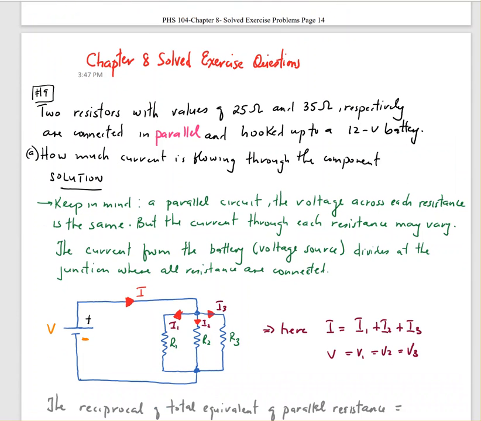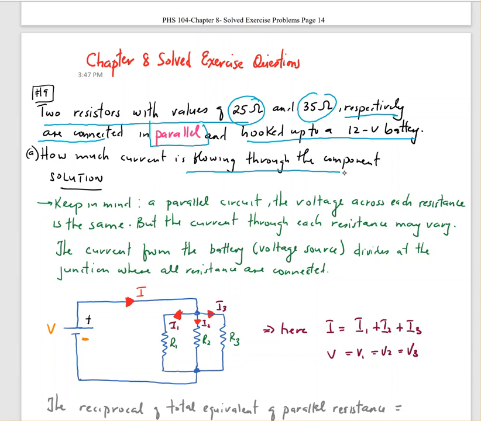Number 9, we have two resistors with values of 25 ohms and 35 ohms respectively connected in parallel this time, and they're hooked up to a 12-volt battery source. So how much current is flowing through the component? Again, keep in mind that in parallel circuits, the voltage across each resistance is the same. Unlike the previous example, where the voltage across each resistance was not the same.